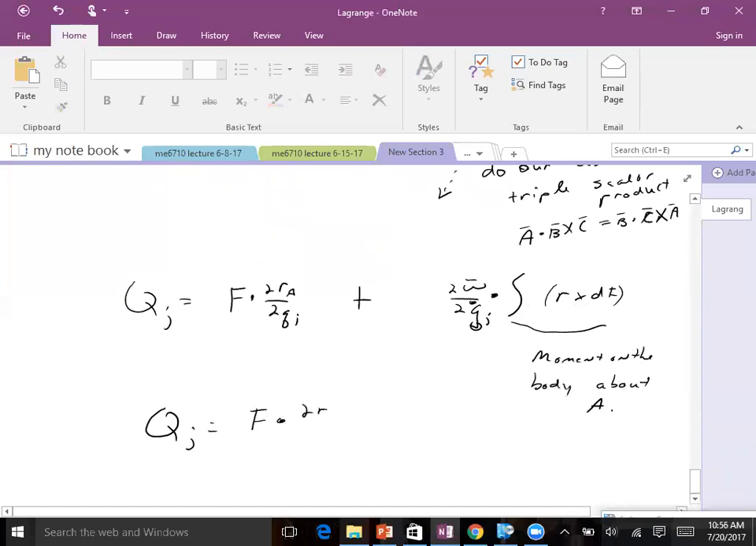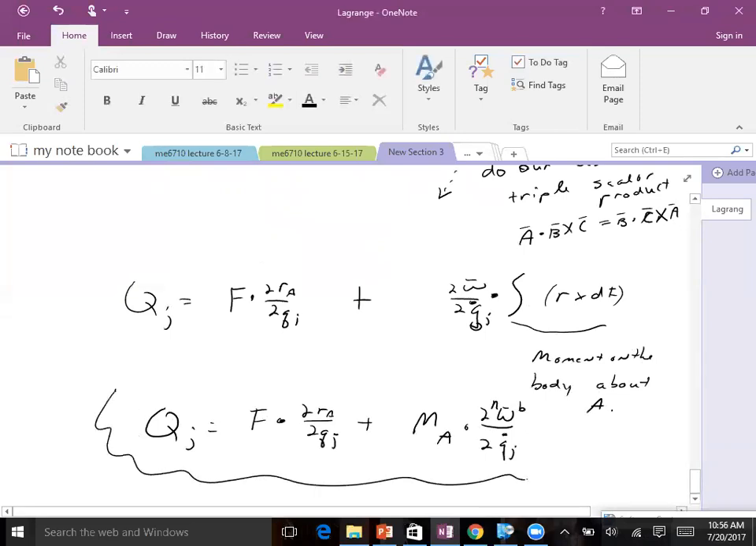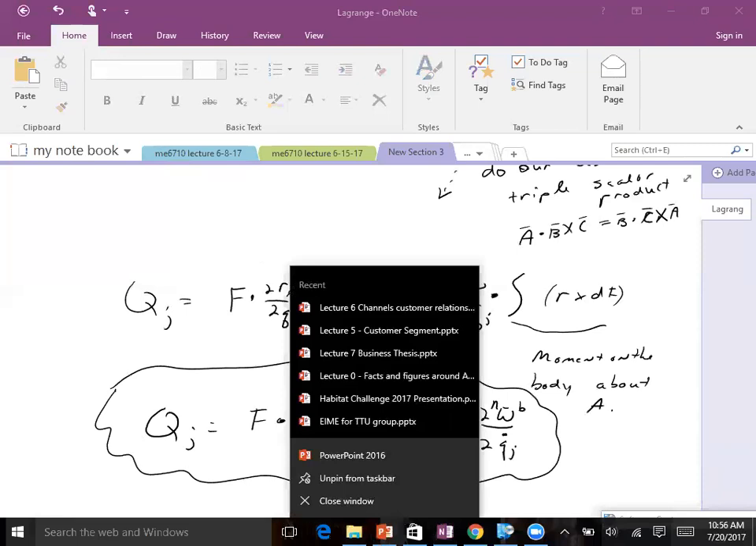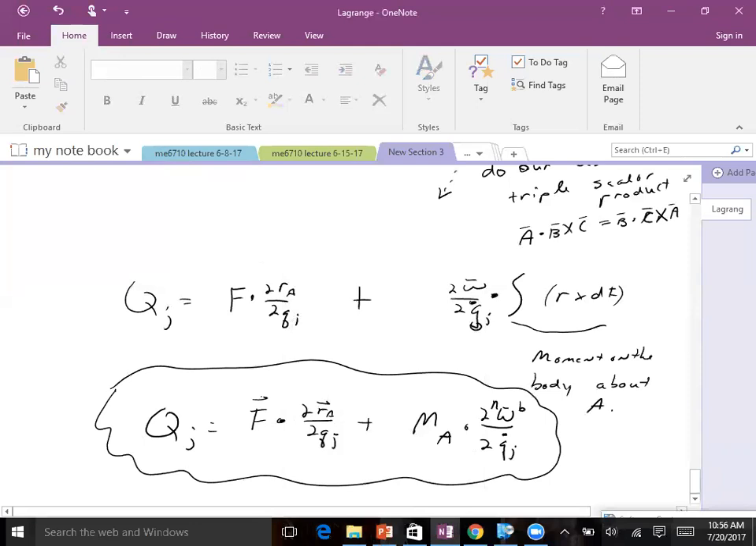Qj equals F dotted with the partial of r_A with respect to qj, plus the moment about A dotted with the partial of omega with respect to qj dot. Now this one has to be qj dot. And this is the angular velocity of the body with respect to the inertial frame. So there's two changes, okay, everyone have that down?